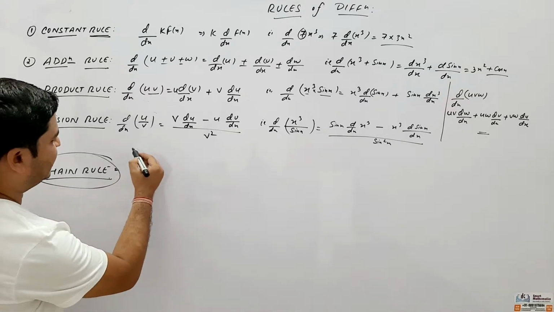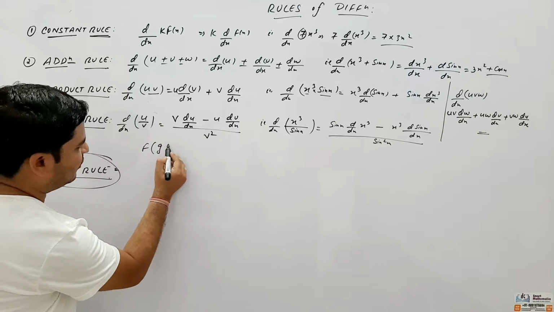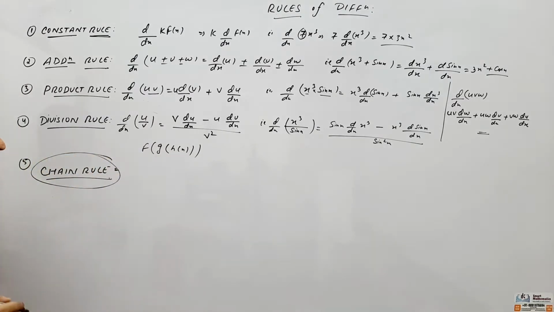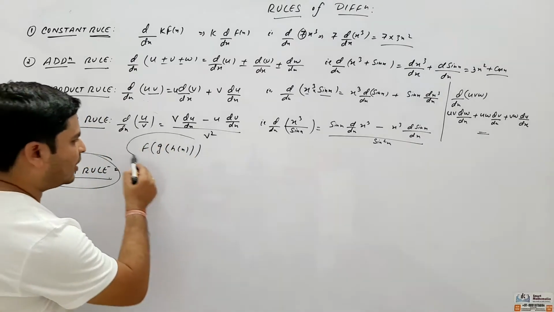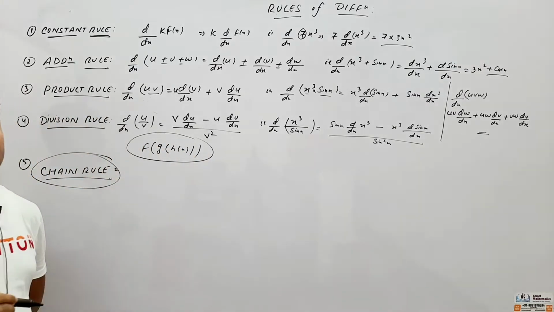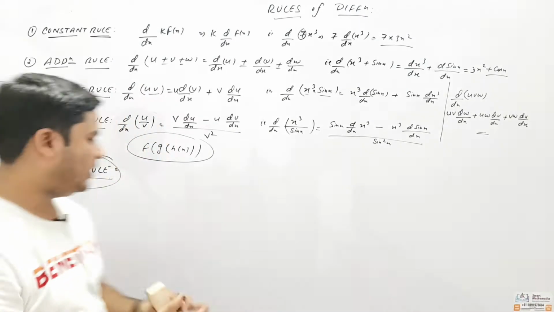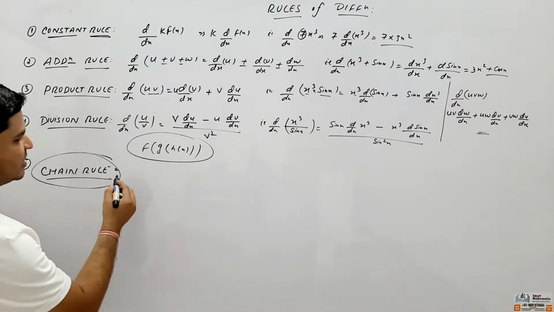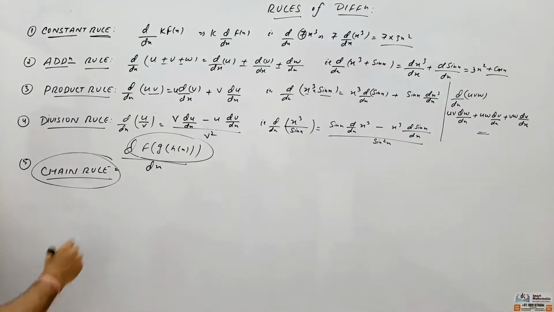Let us see the nature of the function. Suppose our function is of the form f of g of h of x. If you observe this function, you will get to know this is called a composition of two or more functions. So whenever the functions are in composite form, we will apply the chain rule. Okay, let us do the differentiation for this function.